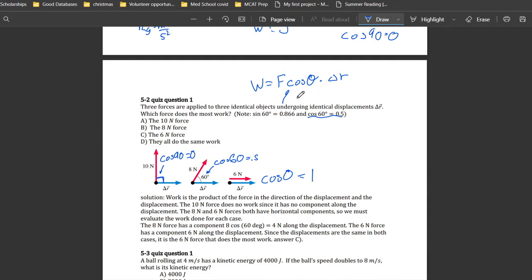So we can then apply each of these values into the work equation, and we see that with 10 newtons of force at a 90-degree angle, 0 work is done because 10 times 0 times some displacement r is equal to 0. For the second value here, we have 8 times 0.5 times delta r, which is equal to 4 delta r. And then for this third one here, we have 6 times 1 times delta r, which is equal to 6 delta r. By comparing these values, 0, 4r, and 6r, we see that the 6 newton force does the most work, even though it's the least amount of force applied. It's in the same direction as the displacement, which means that the most work is done. And that is why C is the answer.